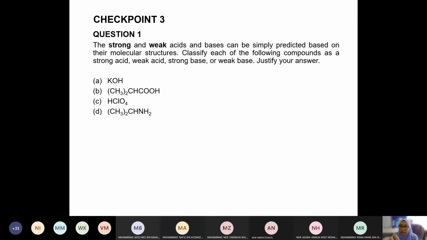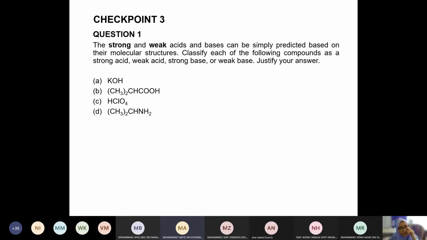Is it a strong acid, weak base, or strong base? Strong acid. Okay, it is a strong acid. What type of acid is this, guys? Oxo acid. Okay, so it is an oxo acid, and the reason it is a strong acid is because of the presence of oxygen, the number of oxygen atoms present in the acid.